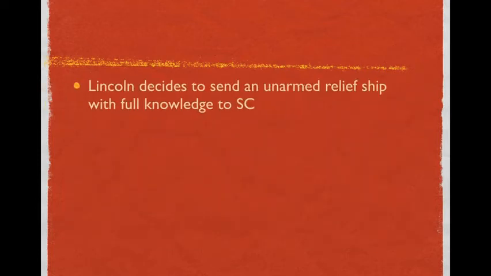As you can see, it is completely isolated in the middle of Charleston Harbor. When Lincoln becomes president, he does decide to once again send a relief ship. The difference with Lincoln is that he advertises this. He says that the ship is going to be completely unarmed, no troops. The only thing on that ship is going to be food, medicine, and water. Food, water, and medical supplies.